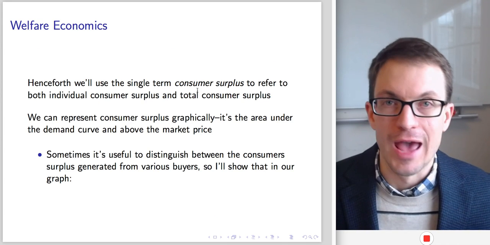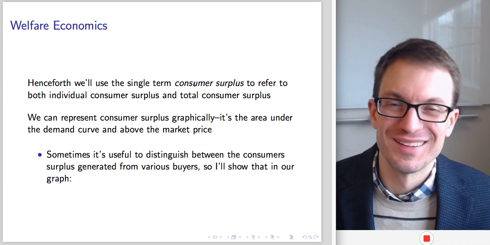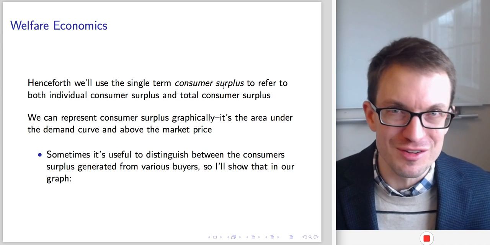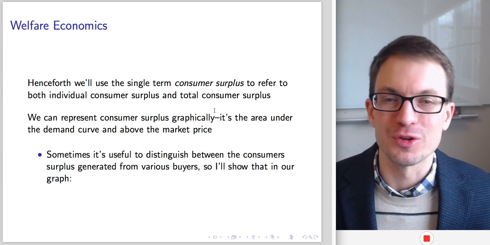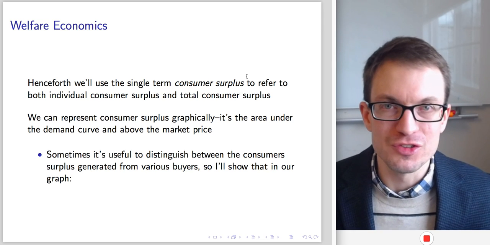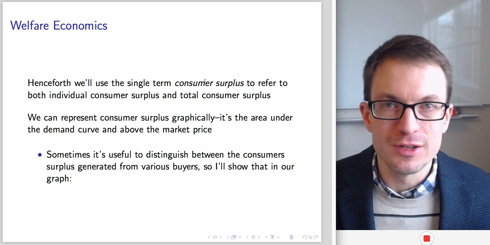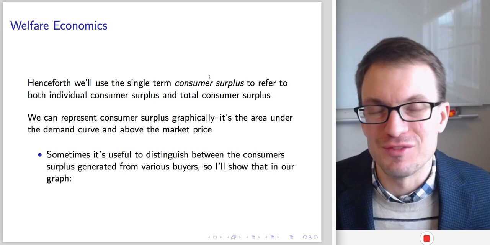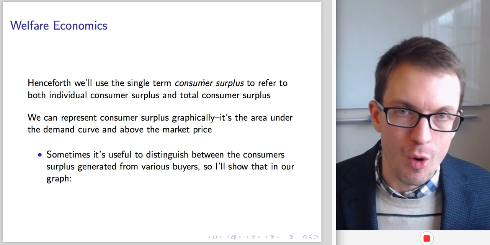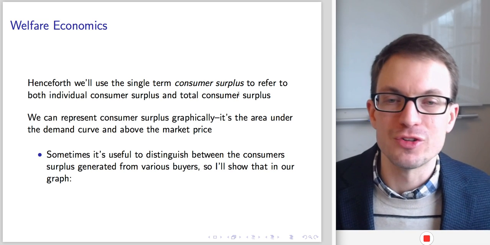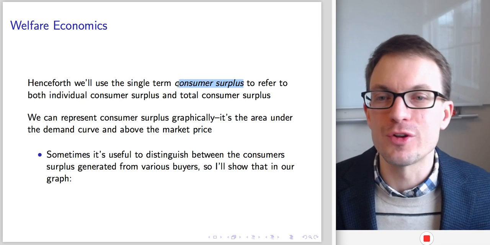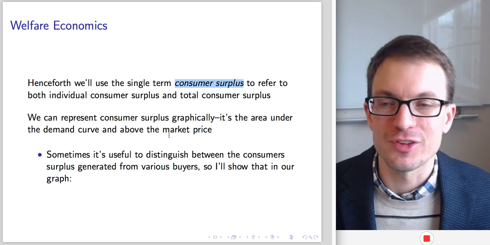Now, from this time forward, you can refer to consumer surplus to mean both individual and total consumer surplus. So when I say consumer surplus, I can be using this to refer to both terms. I mean, clearly, if we're talking about an individual, meaning individual consumer surplus, if we're talking about the market as a whole or all individuals, then we mean total consumer surplus. Let's just have one term for both because it's really the same concept.